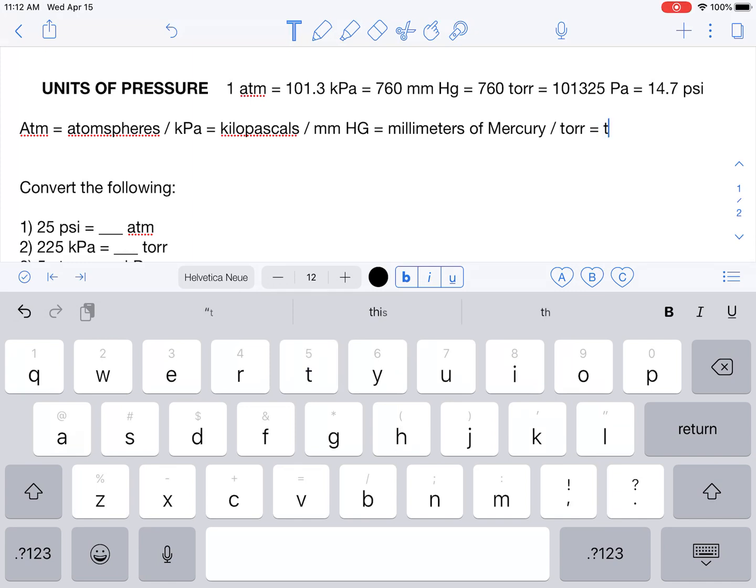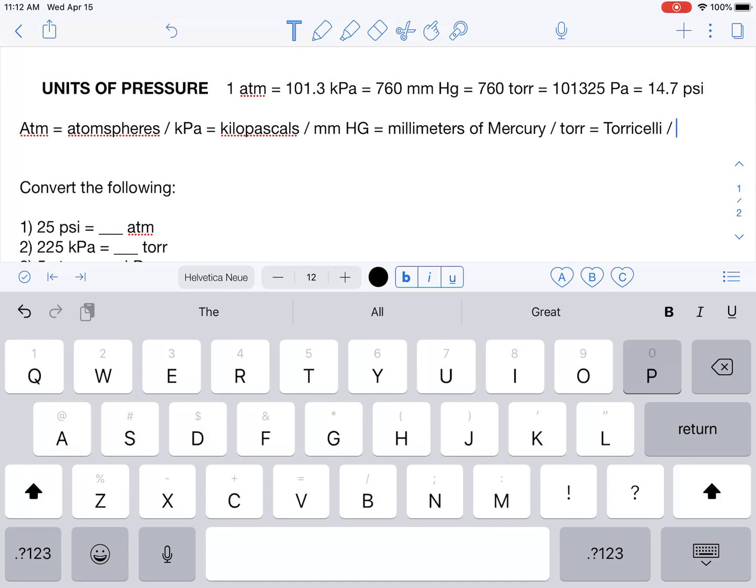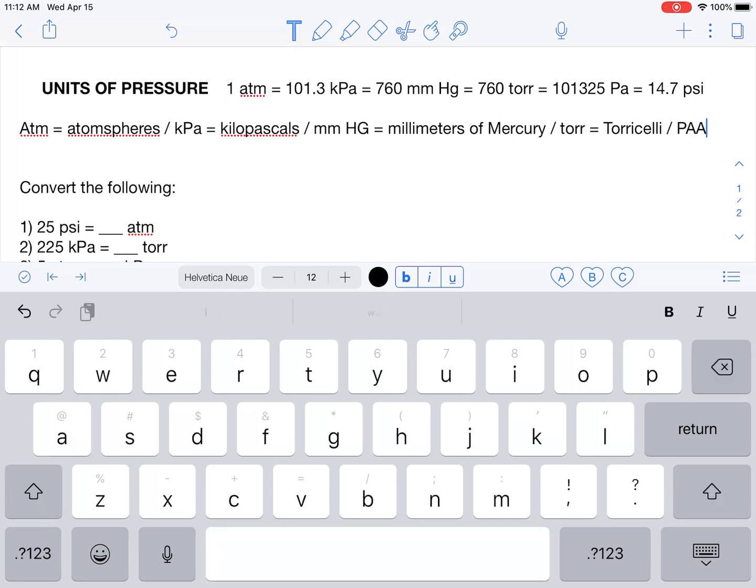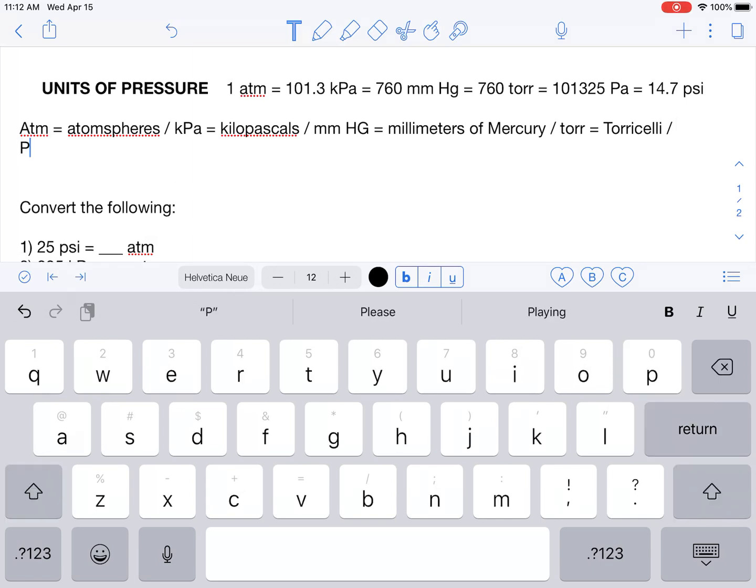Torr is an abbreviation for Torricelli. He's a main contributor to gas laws, and you can read about him in the book. And then Pa represents Pascal, another very important scientist in this chapter. And the last one, PSI, is pounds per square inch.